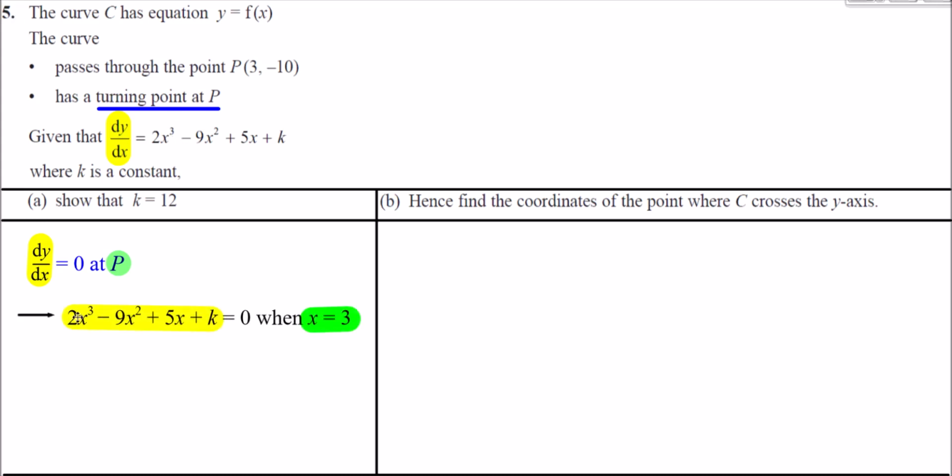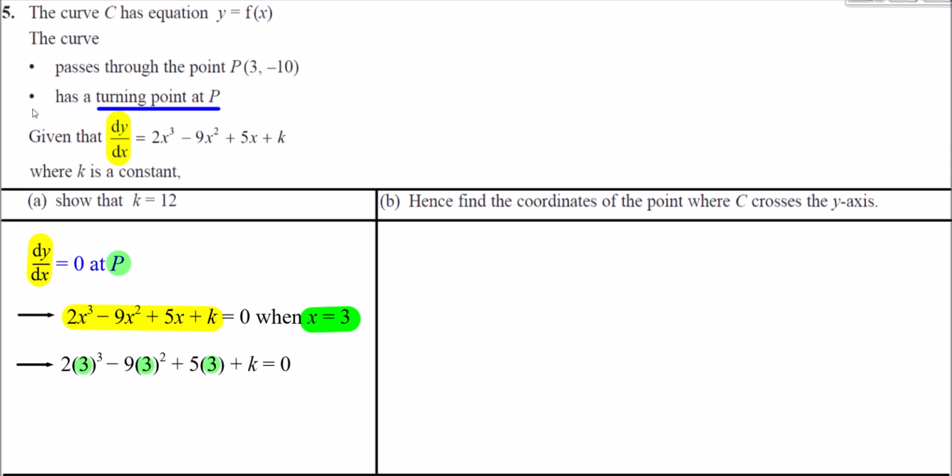So therefore, this dy by dx, 2x cubed minus 9x squared plus 5x plus k, will be 0 when x is 3, because that is where we're at point P. And at point P, the gradient is 0 because it's a turning point. So all we need to do now is input x equals 3 into this expression and set it equal to 0. So we get 2 times 3 cubed minus 9 times 3 squared plus 5 times 3 plus k equals 0.